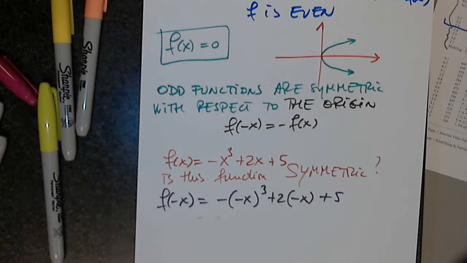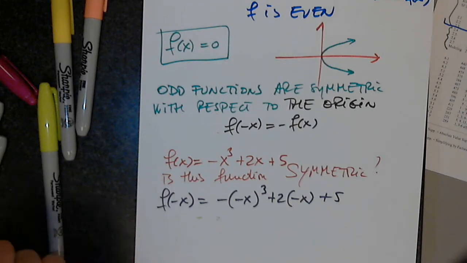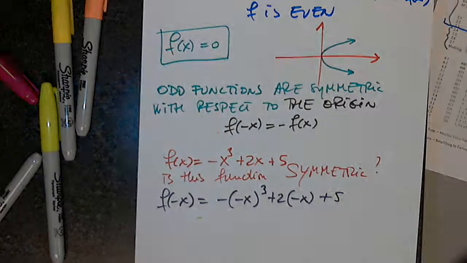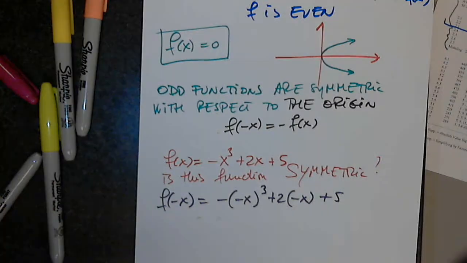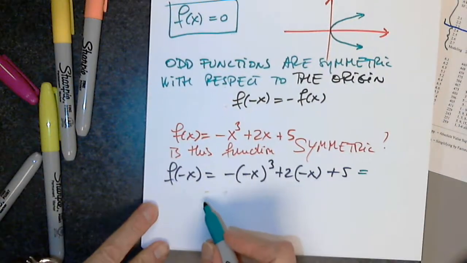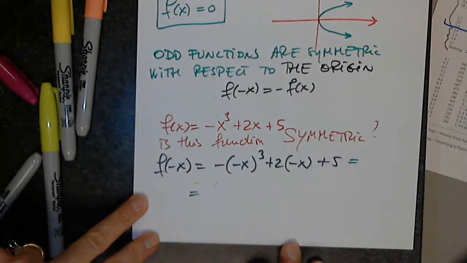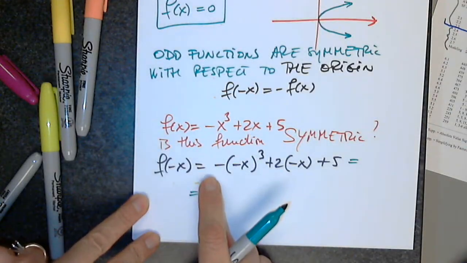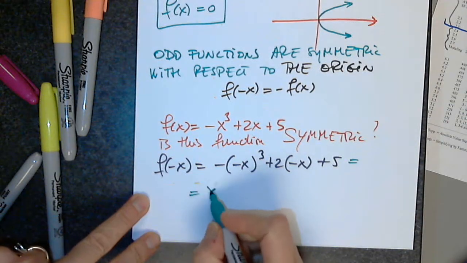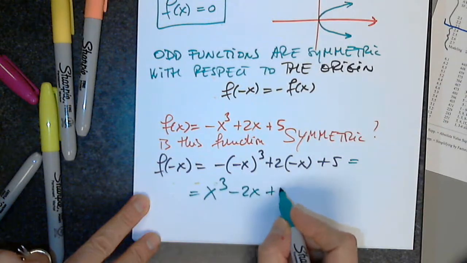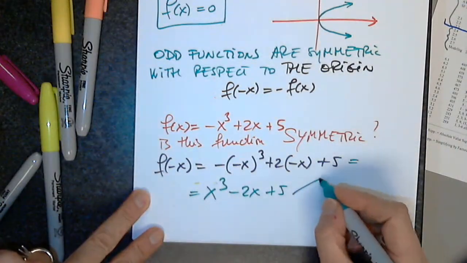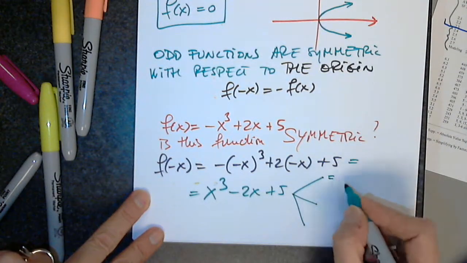So all we have to do is just find f of negative x. So let's do that. Negative x to the third. Yes, with minus in front. Awesome. 2 times negative x. Awesome. Plus 5. So now I have 3 questions for myself.